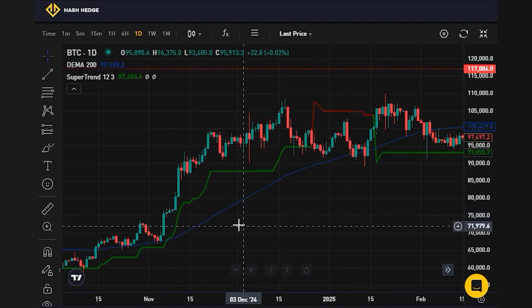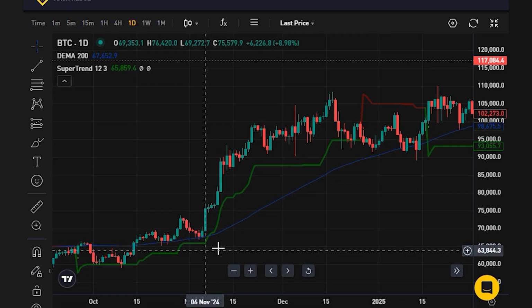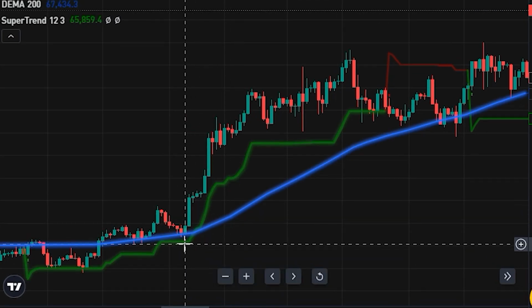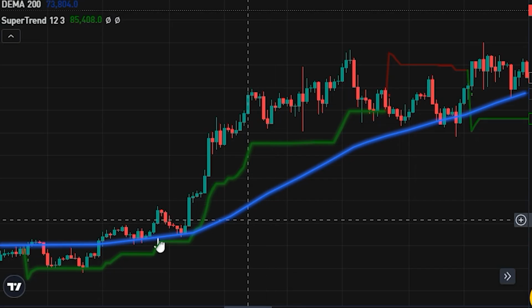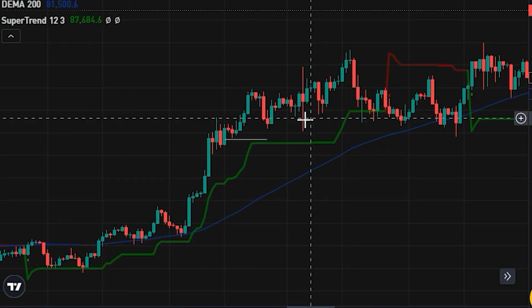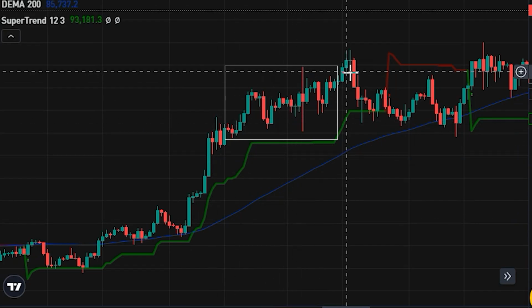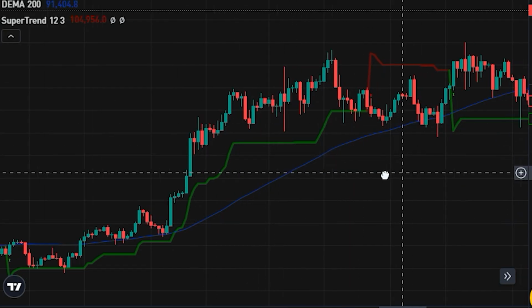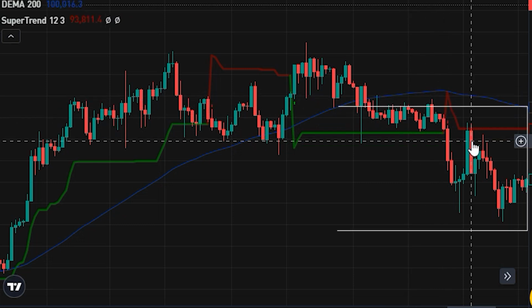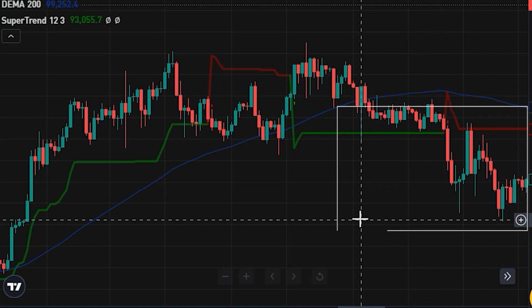So the basic rule of this approach is, first, let's look at how we use the 200 moving average. We use it as a trend separator, which means when we have a chart above the 200 moving average, such as in this case, we only consider supertrend up entry points. When we have a chart below the 200 moving average, such as in this case, we only consider down trades.